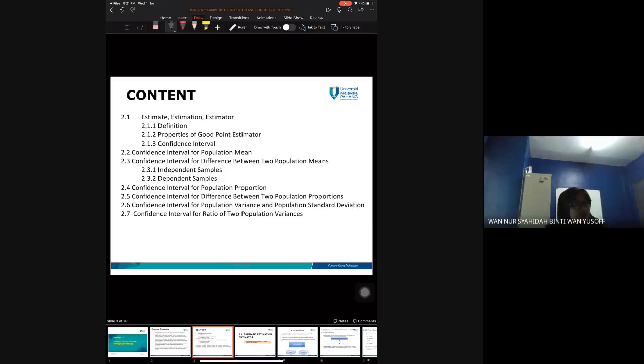For this applied statistics course, we have 3 common values that we calculate for our data: the mean, the proportion, and also the variance or standard deviation. That's why here we try to estimate the population mean, the population proportion, and also the population variance and population standard deviation.